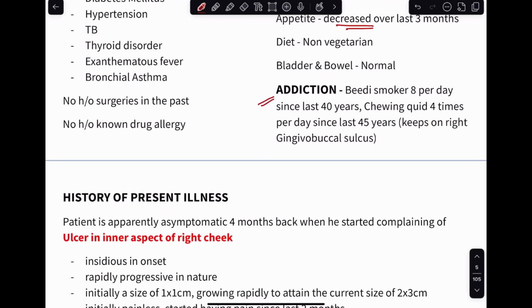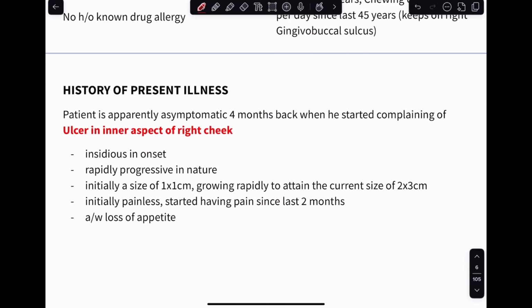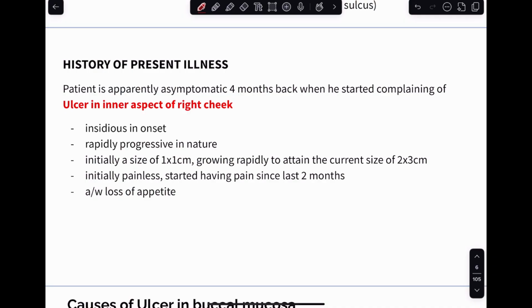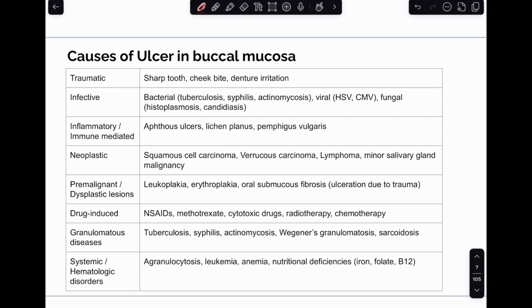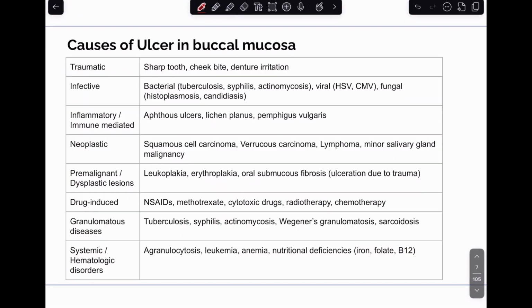Now let's start from our first complaint. The only chief complaint that the patient has presented to us with is an ulcer in the inner aspect of the right cheek. So when you hear this, you should have a list of all possible causes when you see an ulcer in the right cheek. So first, the question that we need to know is what are the different causes of ulcer in the buccal mucosa? I have classified them according to the type of cause.